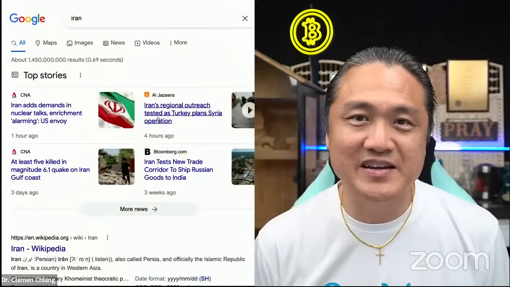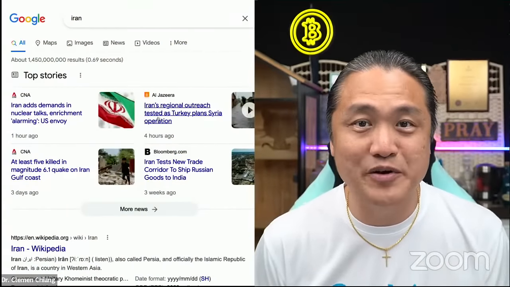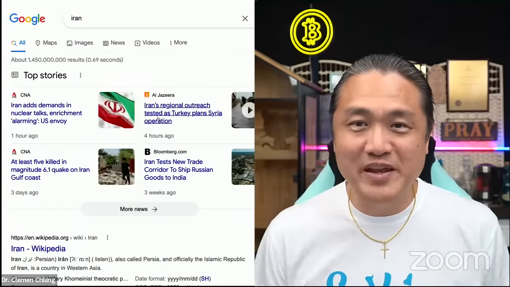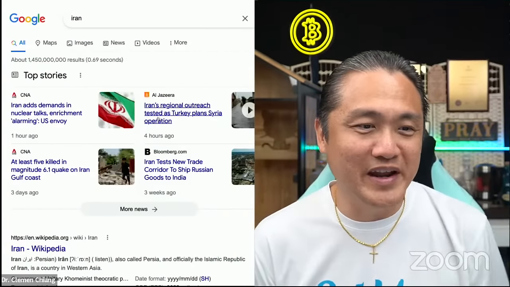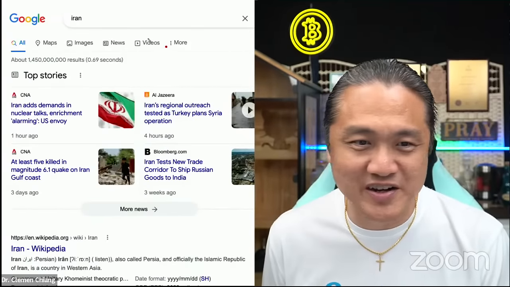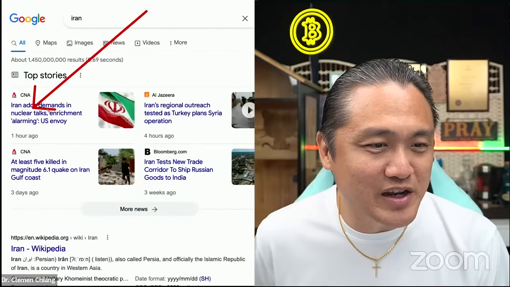True enough, they came into the picture. Can you believe that, right? We were just talking about Iran. What was the debate about? I was asking, what is the carrot and stick that Joe Biden could possibly offer to Prince MBS of Saudi Arabia? The carrot and the stick will be Iran. And true enough, somehow in a very miraculous fashion, Iran adds demands in nuclear talks.